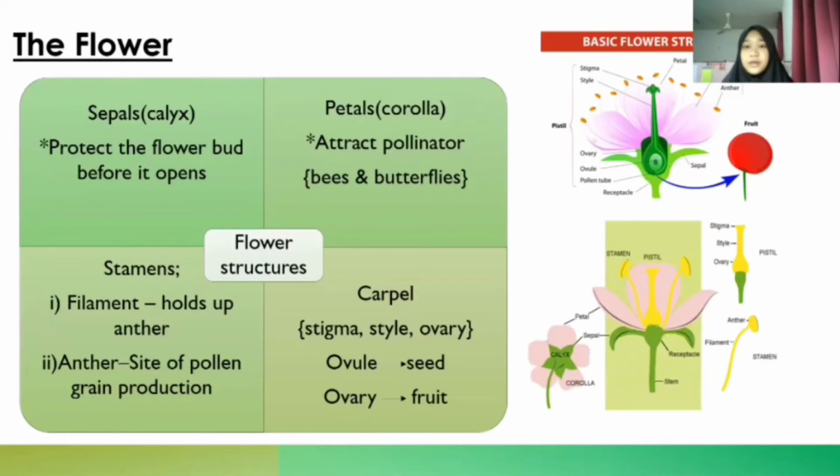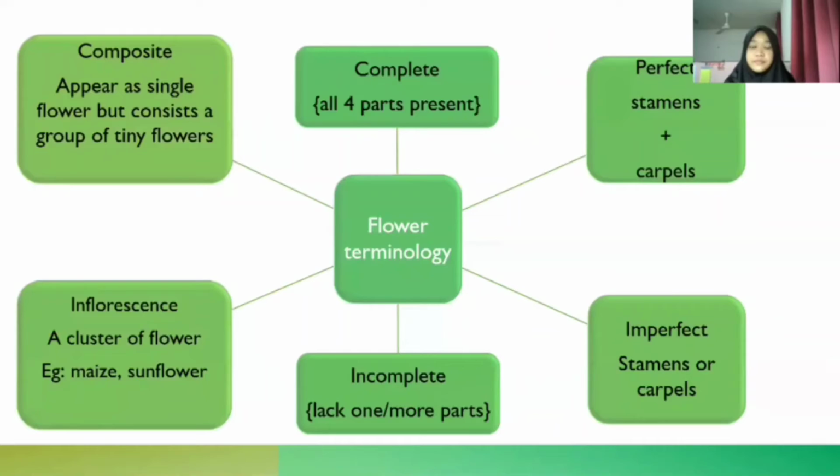The stigma, an enlarged sticky region, is the site where pollination occurs. The style, a slender stalk, functions to hold up the stigma, while the ovary is an enlarged base that encloses one or more ovules. Eventually, the ovule becomes the seed and the ovary will become the fruit after double fertilization. There are several terms of flower that we should know. First, the complete flower.